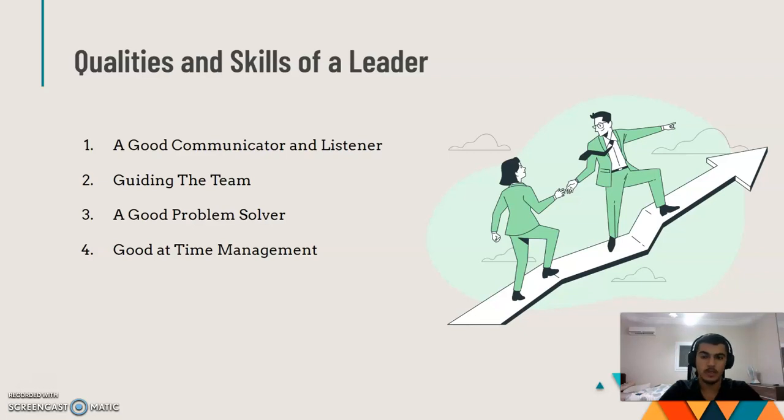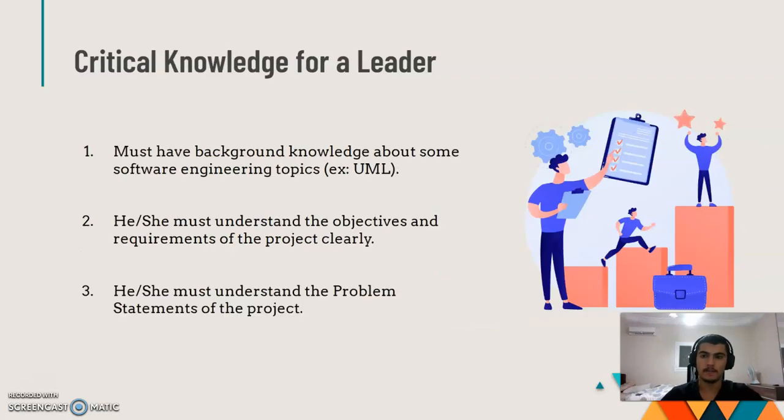And then you have number 3, which is a good problem solver. A leader needs to be a good problem solver because problems will appear and they need to be solved instantly in order to prevent any complications. Then you have number 4. A leader needs to be very good at time management in order to submit and finish the project early and not after the deadline.